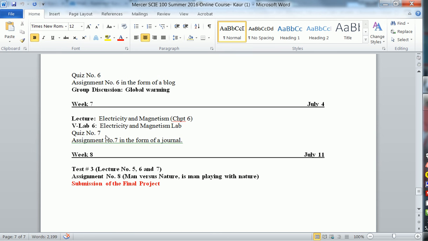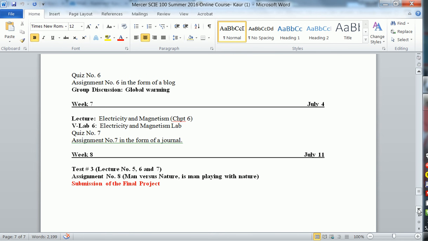You will be having quiz number 7, and assignment number 7, where you can write either on electricity or on magnetism or on both, but you have to write the applications in your daily life. And this assignment will be in the form of a journal. You are going to write a journal on either electricity or magnetism or both, but the applications.